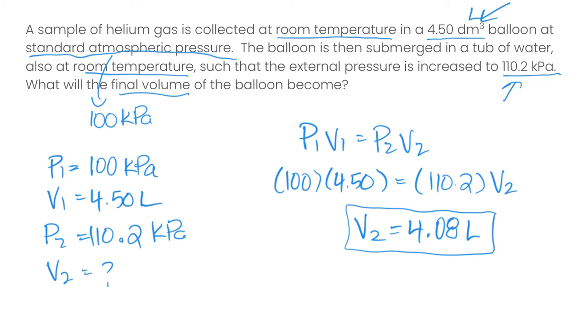We can double check and make sure that makes sense because we know an inverse relationship exists. So pressure is going up, which means you would expect the volume to go down, and that is slightly less than 4.50 liters, so that makes sense for our scenario.